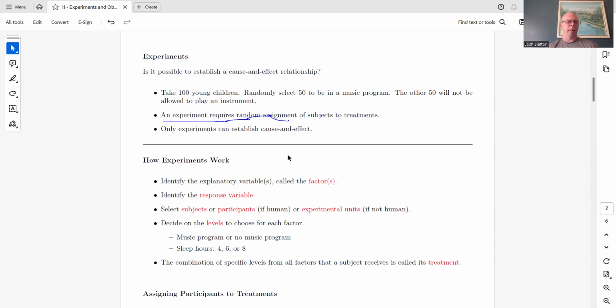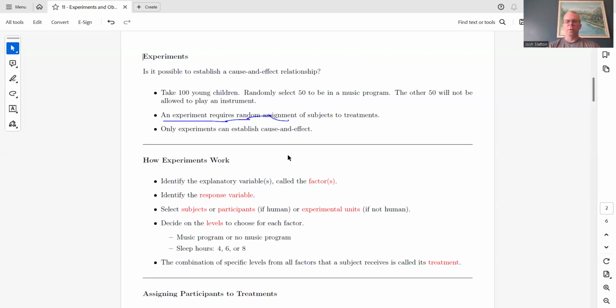So, how experiments work. Now, this is kind of where we get into the crux of this chapter. Just like the last chapter, there's no math here, but there are a lot of vocabulary words. And if you don't know what these words are referring to, then it's going to be very difficult to parse what we're talking about.